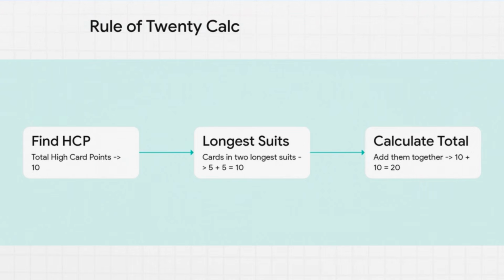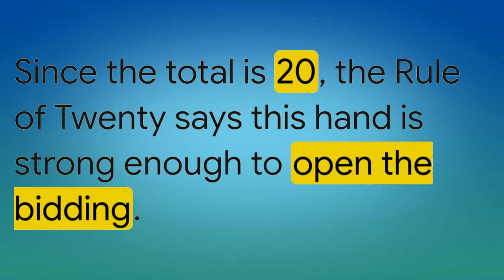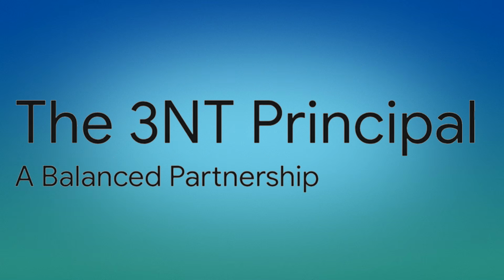So here's how we put it all together. The math is super simple. We take those 10 high card points, and then we add the number of cards from the 2 longest suits. So that's 5 plus 5, which gives us another 10. The grand total? A nice, clean 20. And boom, there's our answer. Because the total hits 20, the rule is crystal clear. Even though this hand has only average points, its strategic shape makes it more than strong enough to open the bidding. The dashboard just gave us the green light.